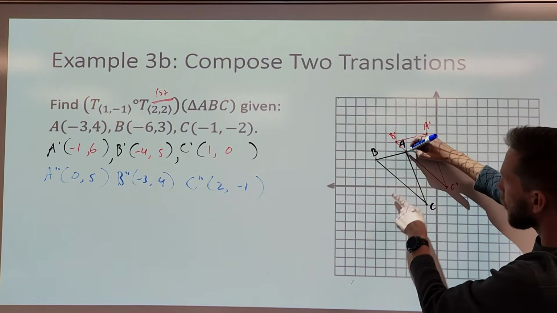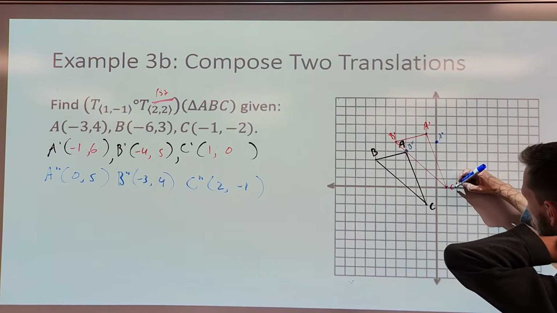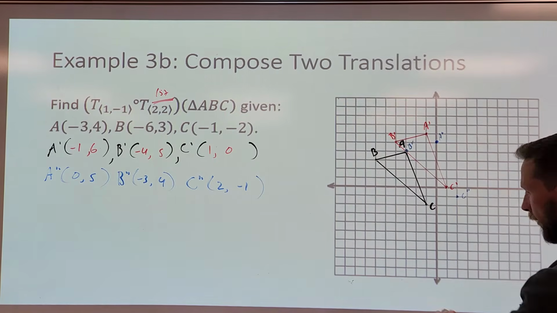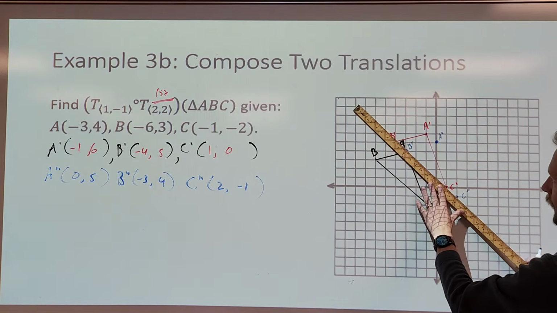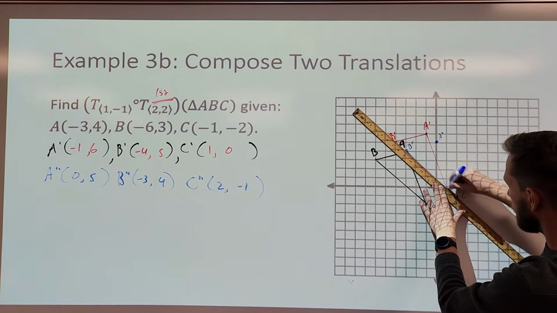We're going to take B, forward 1, down 1. Here's B double prime, A double prime. Forward 1, down 1. Here is C double prime. And so we end up with this blue triangle for our grand finale.